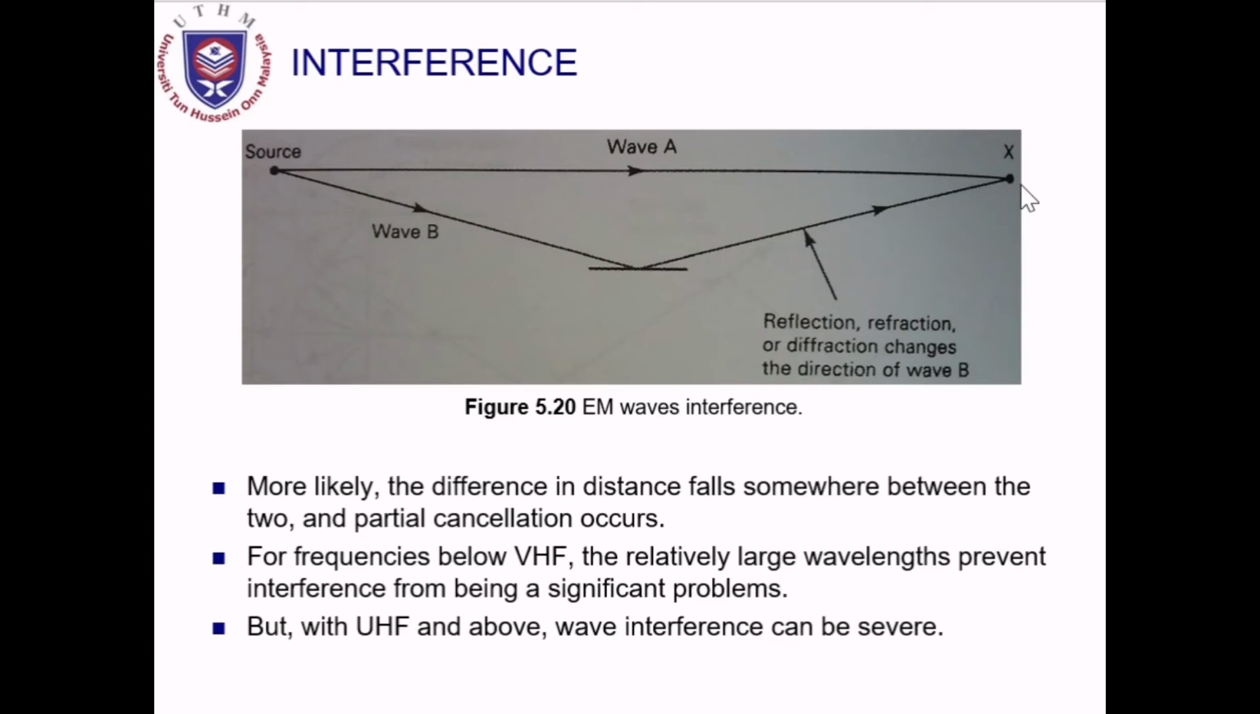For frequencies below VHF, the relatively large wavelength prevents interference from being a significant problem. However, with UHF and above, microwave or millimeter wave frequencies, wave interference can be severe.